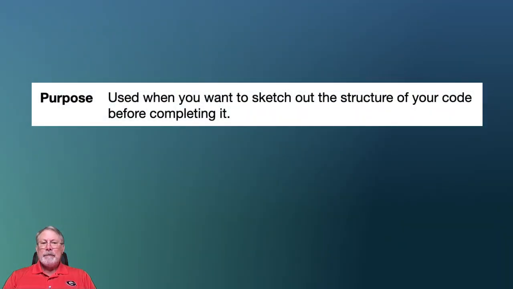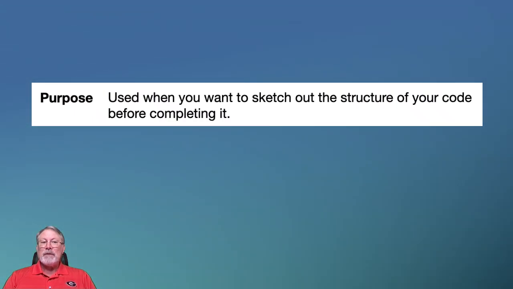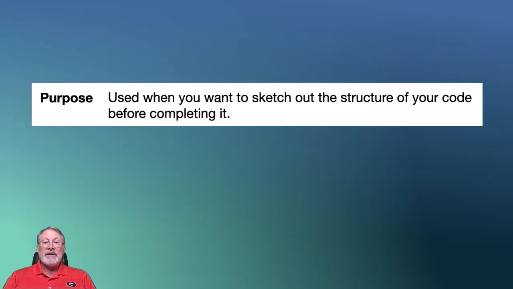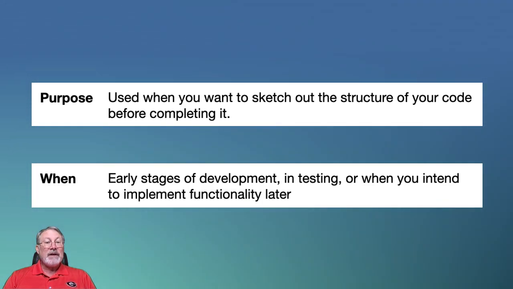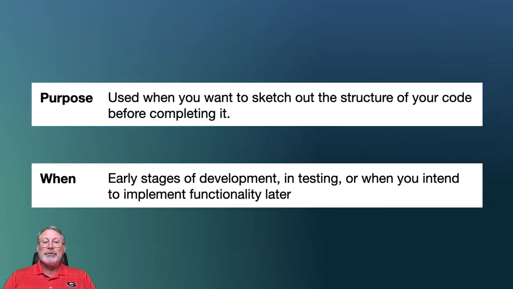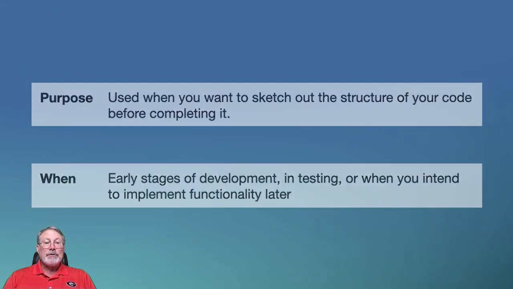Why pass? Imagine sketching out the structure of your program without implementing the logic immediately. Pass lets you do exactly that, enabling you to focus on building your program's architecture while leaving placeholders for future logic. The pass keyword is incredibly useful during the early stages of development, in testing, or when you intend to implement functionality later. It's perfect for stubbing out functions, classes, and control structures without causing syntax errors.